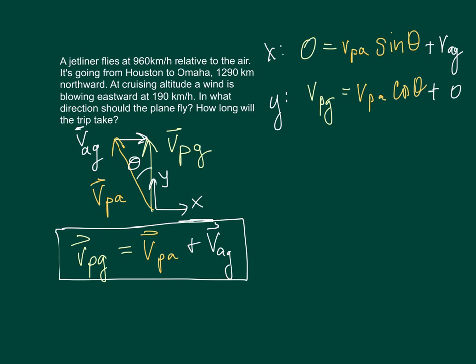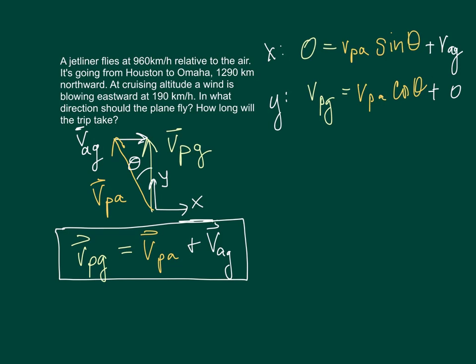So for the x component, using this equation here, VPG in the x component is 0, VPA in the x component is VPA times the sine of theta. Theta is this angle here, as I've written it. And if you think about the sine being the opposite over the hypotenuse, you can see how we want the sine component there. And finally, in the x component is the magnitude of the velocity of the wind, the air with respect to the ground.